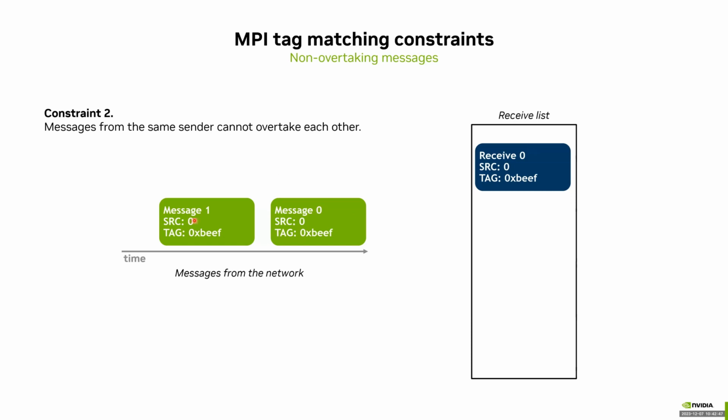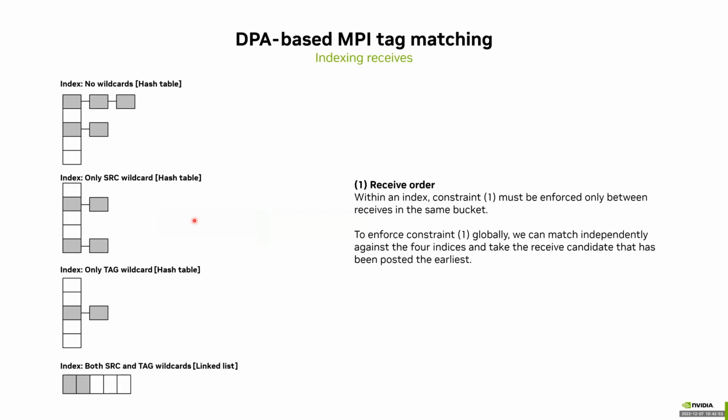So now let's see how we take care of these 2 constraints. Constraint 1 is taken care of via the way we index receives. We use a hash table approach, and we classify receives according to which kind of wildcards they have. We can have 4 possible combinations: no wildcards at all, only source wildcards, so any source, any tag, or both any source and any tag.